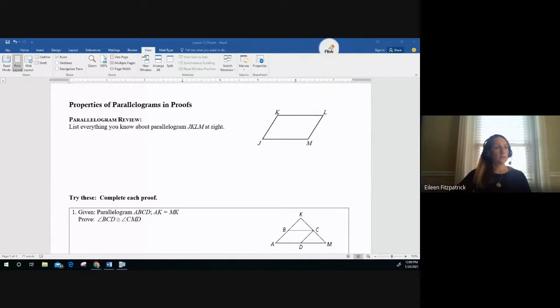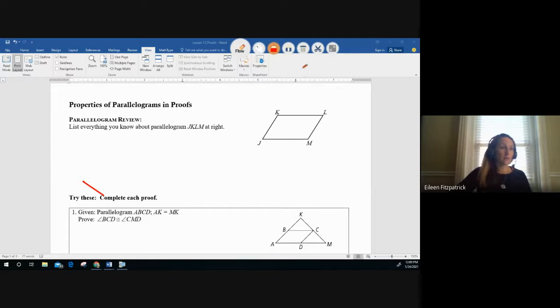All right, so day 2, we're going to, as I said, work on some proofs, but we need to review what we know about parallelograms. So basically the definition and then all the theorems, they gave us all the different properties of a parallelogram are what we need to write down because those are going to be our justifications in the proofs. Okay, so list what you know about a parallelogram.